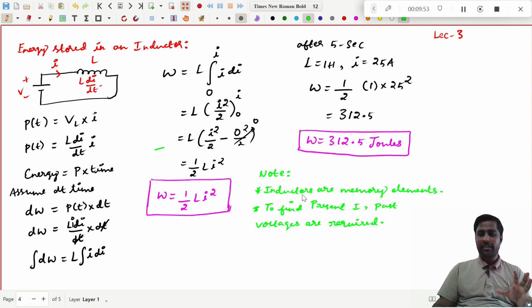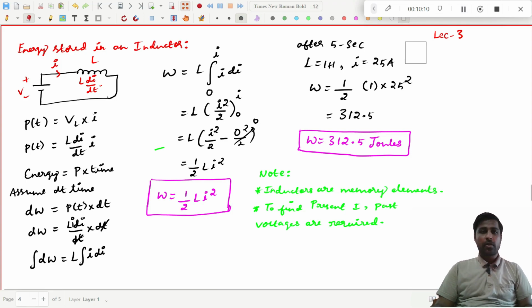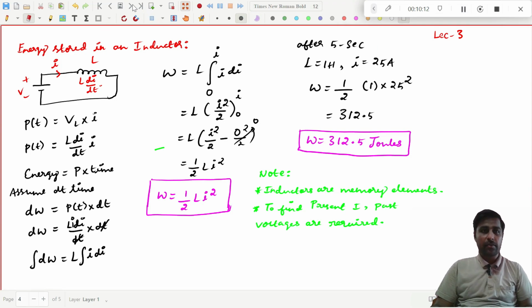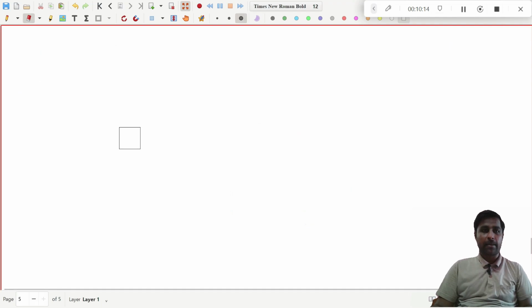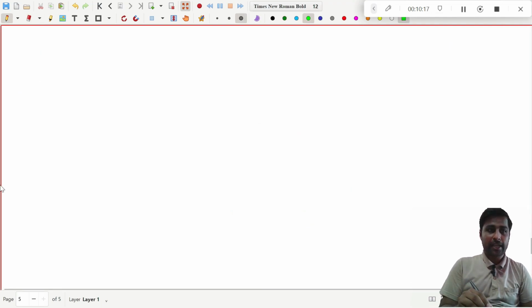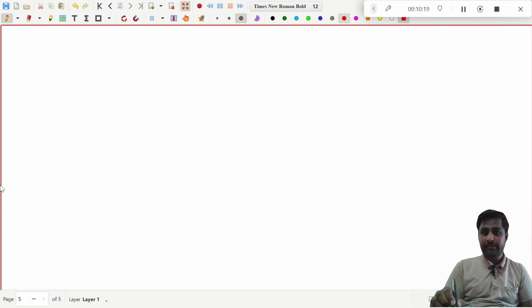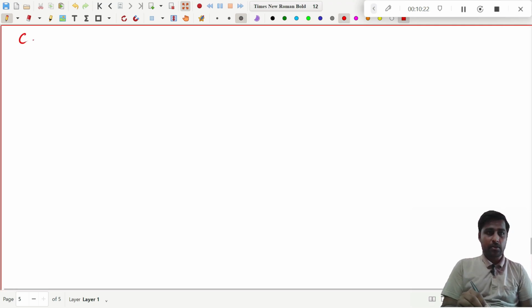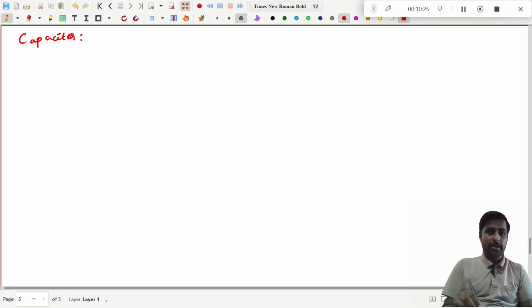Inductors can store energy, and if you want to find the present value of current, you need to know the past history of voltages. So now we will see capacitors. We will take capacitors.